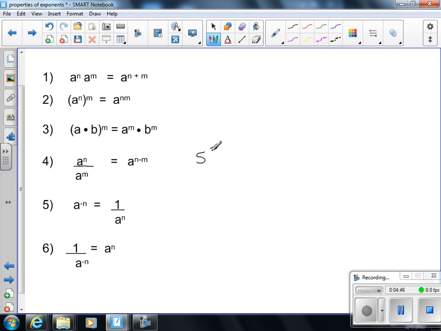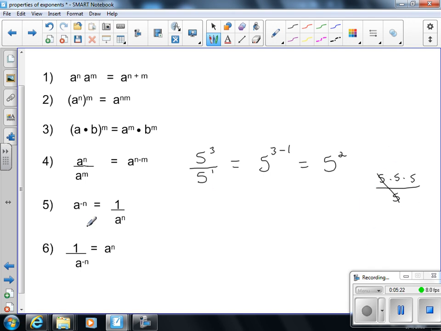5 to the third over 5 to the first equals 5 to the 3 minus 1, which would be 5 to the second power. Now, how does it work? Well, if you think about it, 5 to the third means 5 times 5 times 5, divided by a 5. You know how we've done the canceling out? And I'm left with 5 times 5, or 5 to the second power. So this is kind of like you're thinking of how come that works.